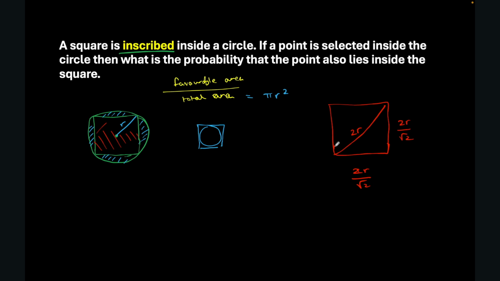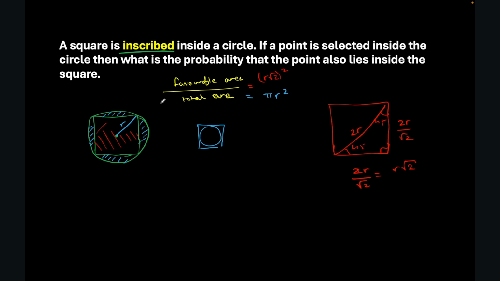How do I know that? Well, I'm just using trigonometry. I know this is 90 degrees. This is 45, 45. If you know your 45, 45 relation, you know that the relation is between multiplying by root 2 or dividing by root 2. Okay, so I know this length is now 2r by root 2, or it's the same thing as r root 2. Okay, this is what it is. So this is one side. Similarly, the other side is also r root 2. Okay, so my favorable area is going to be r root 2 whole squared.